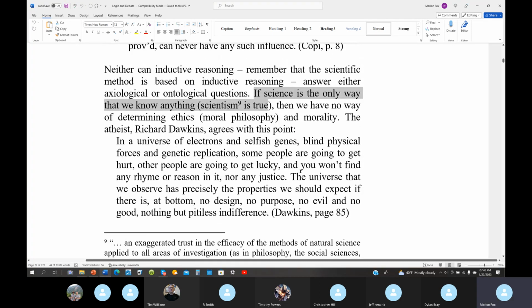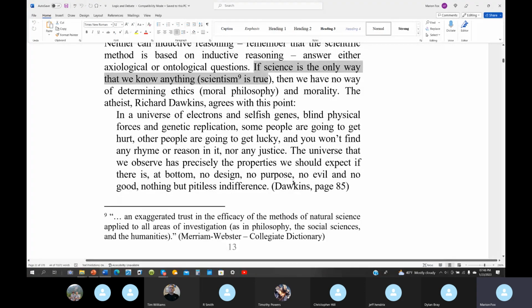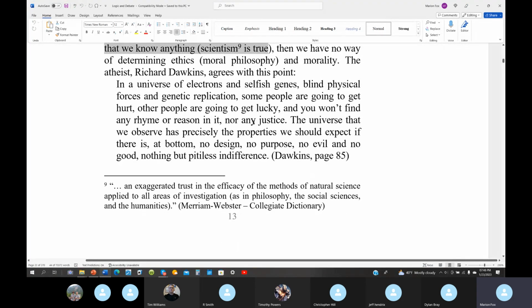The atheist Richard Dawkins agrees with this point. In the universe of electrons and selfish genes, so notice he says your genes are selfish, mind, physical forces, genetic replication, some people are going to get hurt, other people are going to get lucky, and you won't find any rhyme or reason in it, nor any justice. The universe that we observe is precisely the properties which we expect. There is at bottom no design, no purpose, no evil, and no good. Nothing but pitiless indifference. There's no good, there's no evil. Nothing is good, nothing is evil. And that's exactly where they stand.